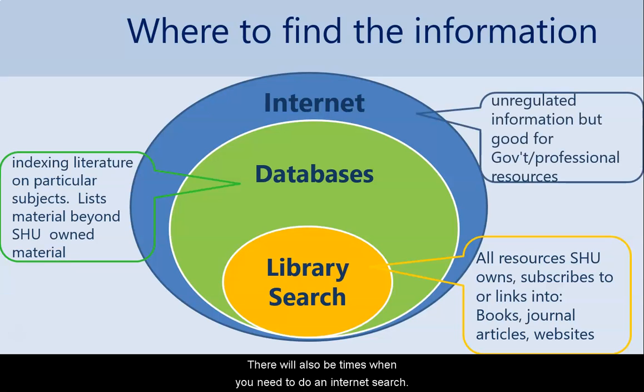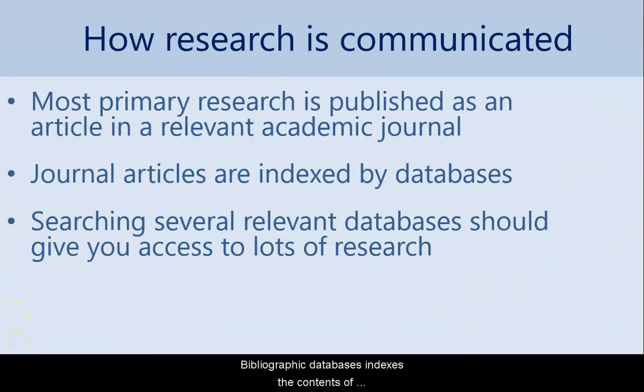There will also be times when you need to do an internet search, and sometimes you will use all three resources when doing a literature search. A bibliographic database indexes the contents of academic journals, and it allows you to find out which journals have published articles about a particular topic. You will find your key databases by selecting the Journals tab from the Social Work and Social Care subject guide.